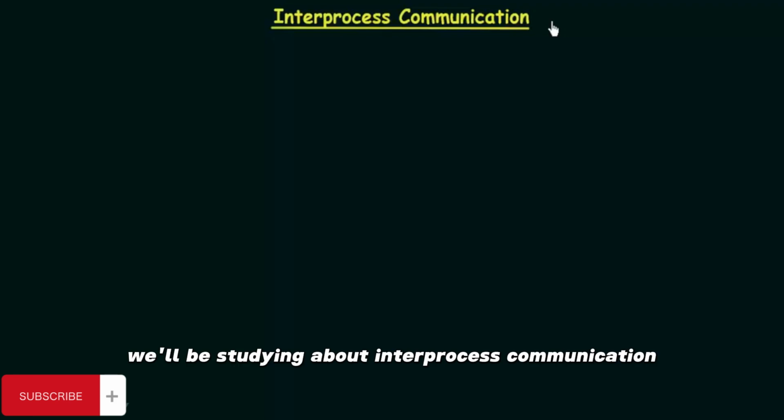In this lecture, we'll be studying interprocess communication. Interprocess communication means the way in which processes communicate with each other. We know that there are different processes running in our systems, and these processes may need to communicate with each other. The way the processes communicate with each other is known as interprocess communication.